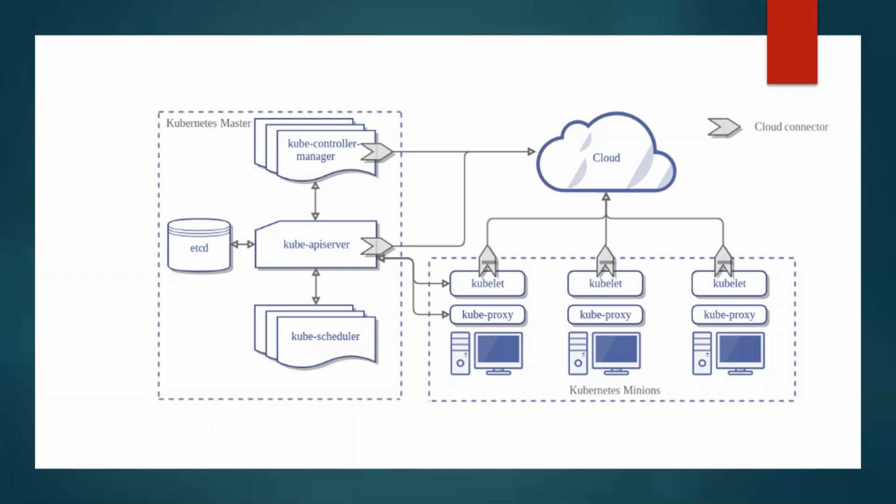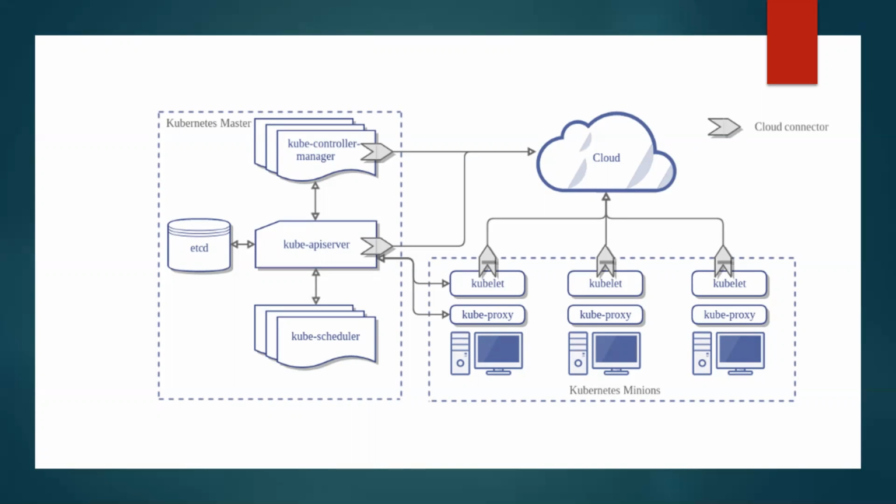Now let's divide this into two parts: one is the control plane and one is the compute plane. Coming to the control plane, we have different components. Right now you can see kube controller manager, kube API server, kube scheduler, and etcd. On the compute plane node, you'll be seeing something like kubelet and kube proxy. Those are the main components of your Kubernetes cluster.